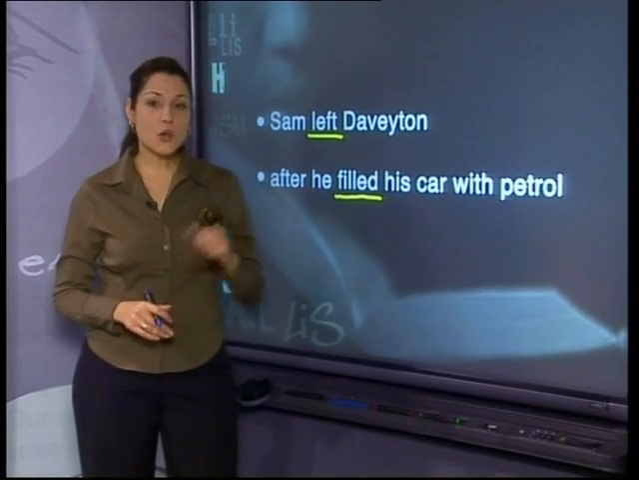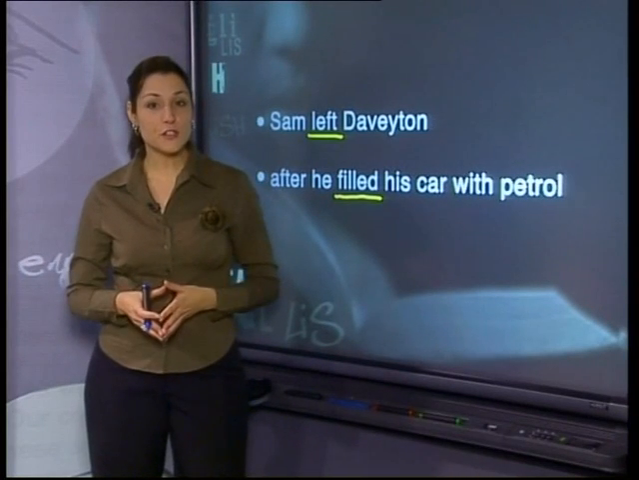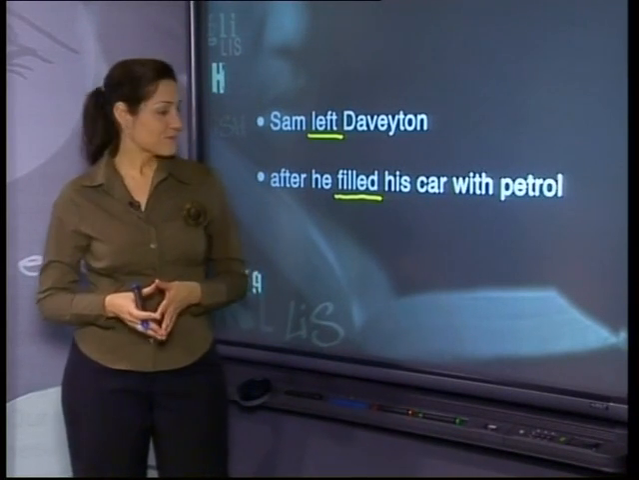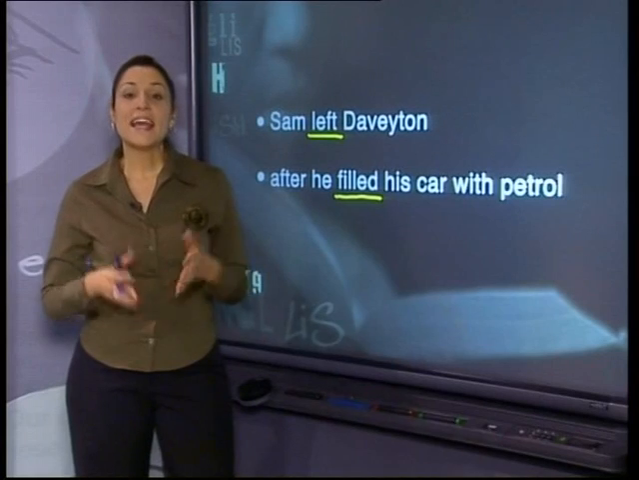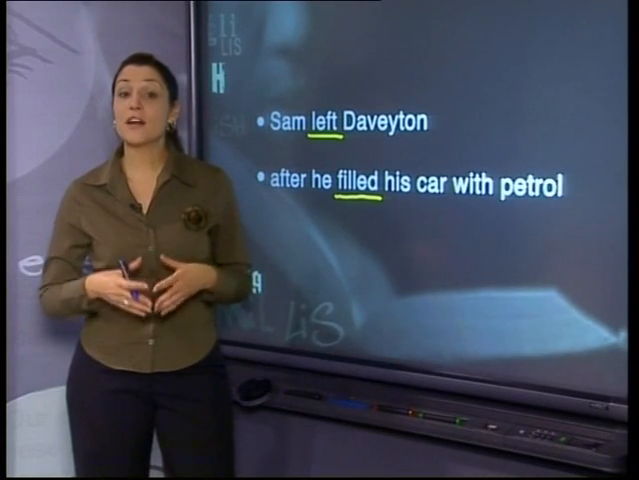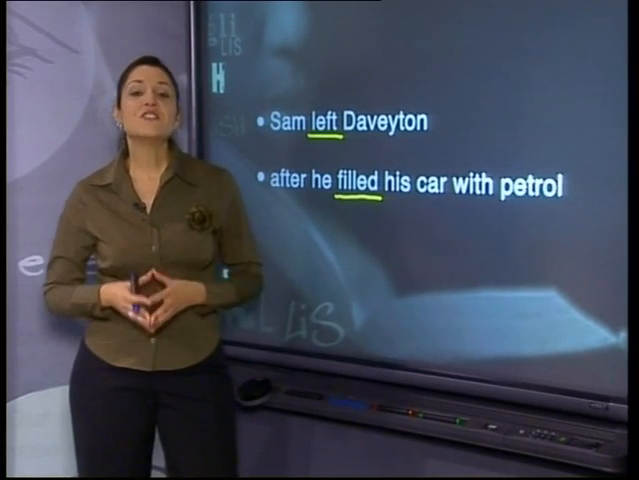What does this clause, after he filled his car with petrol, refer to? Let's look at it again. The clause, after he filled his car with petrol, tells us more about when he left Davidton. It is giving us more information about the verb left. It is a clause telling us more about a verb, so it is an adverbial clause. Let's check the definition.